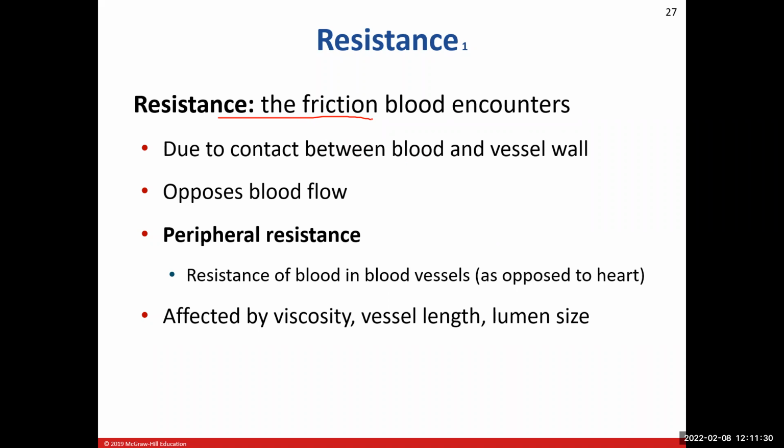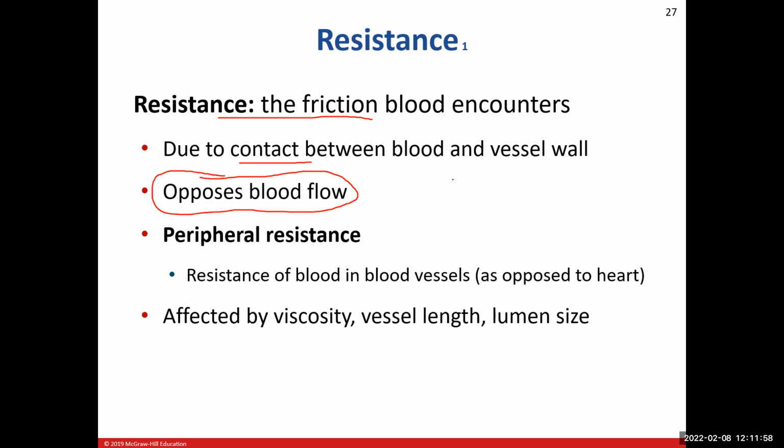Well, in this case, friction is that to which we measure the resistance as blood contacts the blood vessel wall. Important concept because it opposes blood flow. It's not good for blood flow. The more friction, the more resistance, the less blood flow.